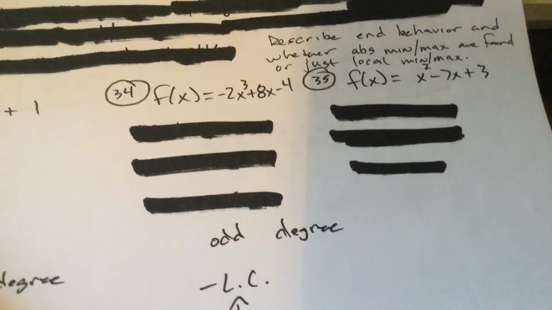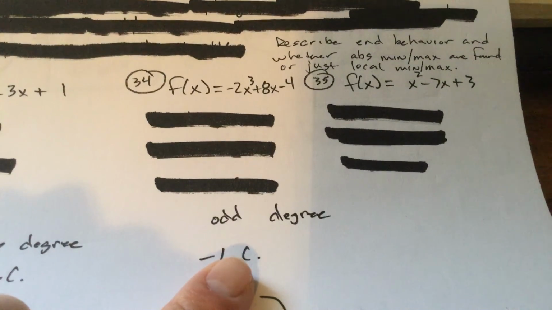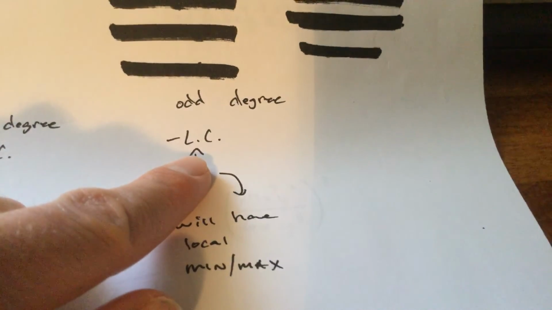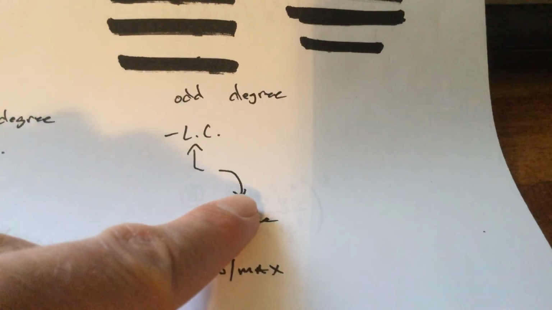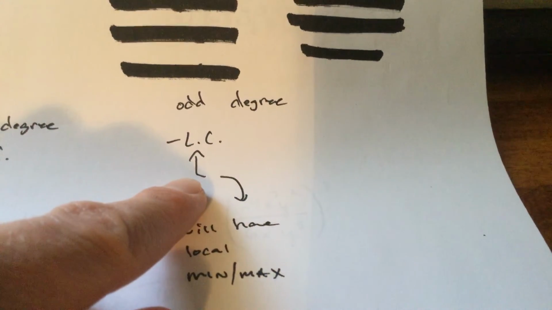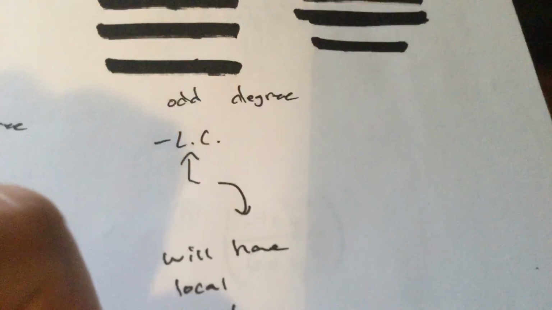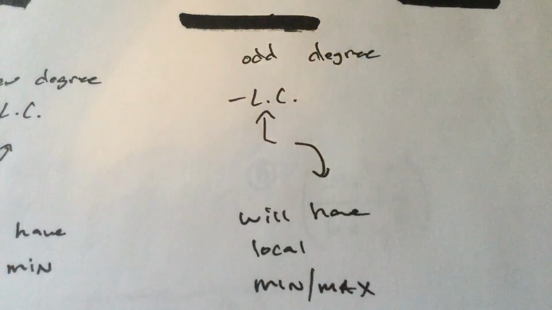34, notice how the leading coefficient is negative, so it's going to end by going south. It is an odd degree function. To the third power is odd, so it ends going that way. It's not going to have an absolute max. That's going to go to infinity. It will not have an absolute minimum. That's going to go to negative infinity. But it will have a local min and a local max. We'll talk more about those later.